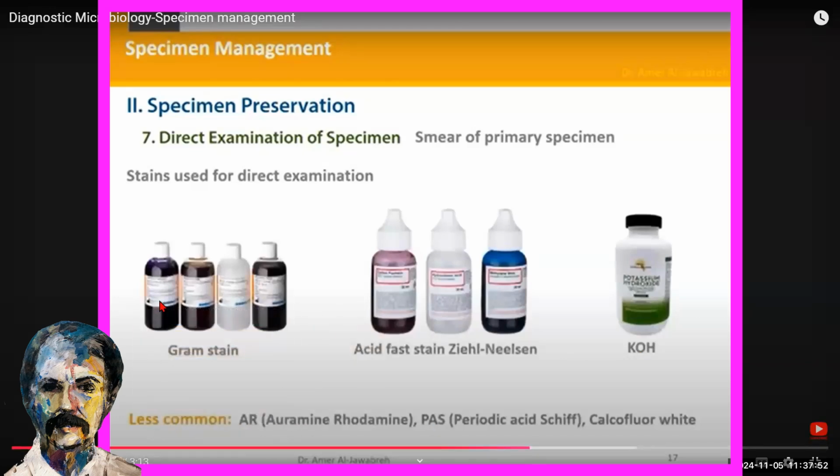Less commonly used stains are auramine rhodamine, PAS, periodic acid Schiff, and calcofluor white, also for fungus. These are less commonly used. This is the most common. Then comes this, and then comes this for the fungus, mycology.